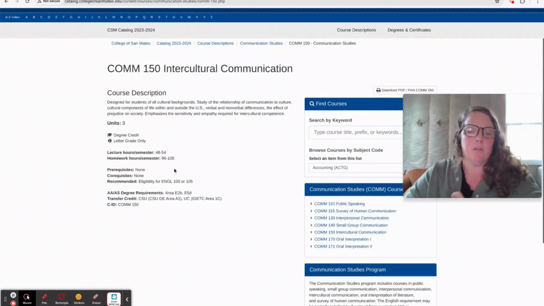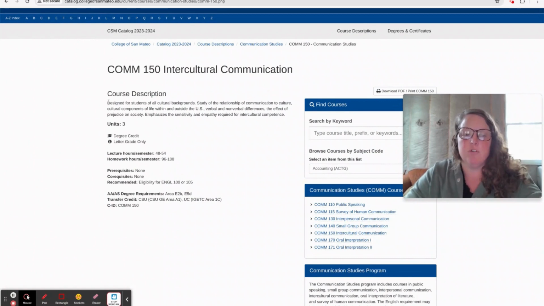So let's see if we pull this up. Designed for students of all cultural backgrounds, study of the relationship of communication to culture, cultural components of life within and outside the U.S., verbal and nonverbal differences, the effect of prejudice on society, emphasizes the sensitivity and empathy required for intercultural competence. So it's a degree credit, letter grade only.